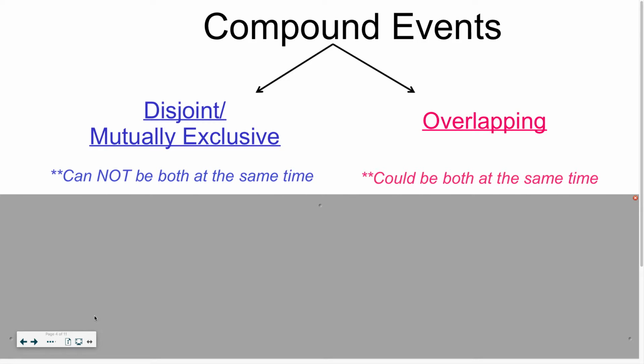In the disjoint or mutually exclusive column, I would write something in plain English. What does disjoint or mutually exclusive mean? You cannot be both at the same time. Both meaning the two events or outcomes that we're investigating. And then overlapping would mean you could be both at the same time. There is some overlap that exists. You don't have to be both, but you could be.